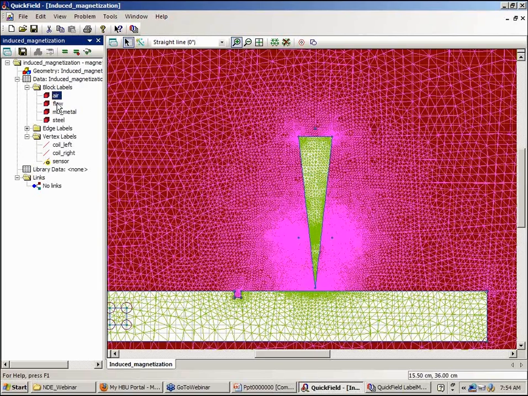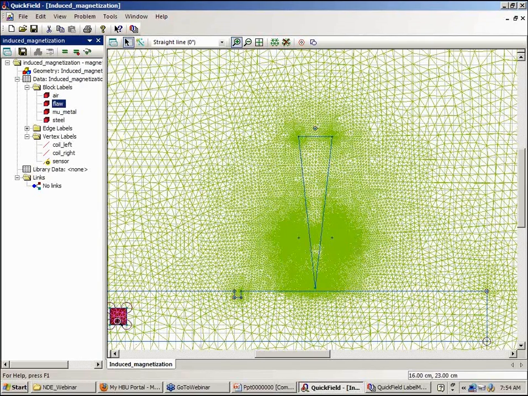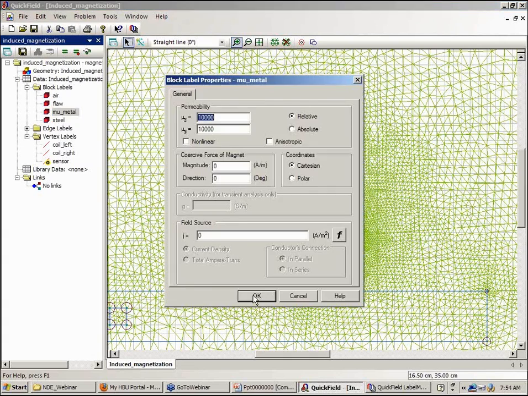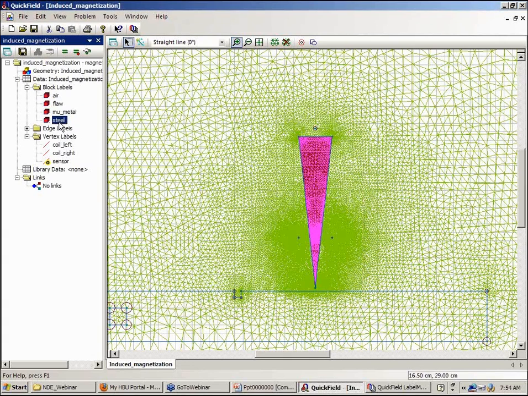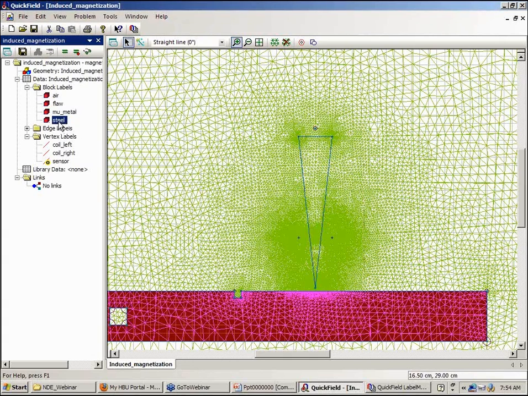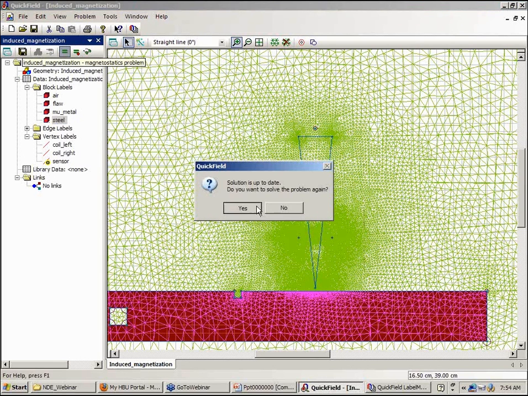This is the air region. There's actually a flaw in the conductor here, and I'm sorry, it's a ferrite. And the mu metal has 10 to the 4. Once again, the steel. And we'll just look at the field distribution. We could scan this with label mover.